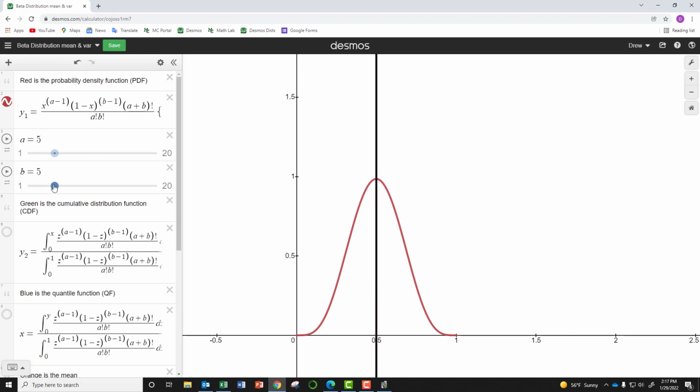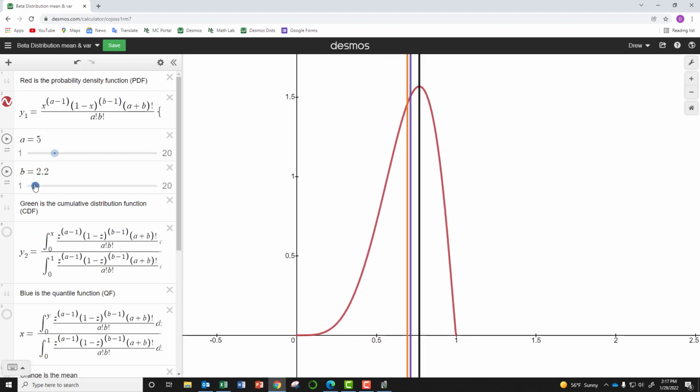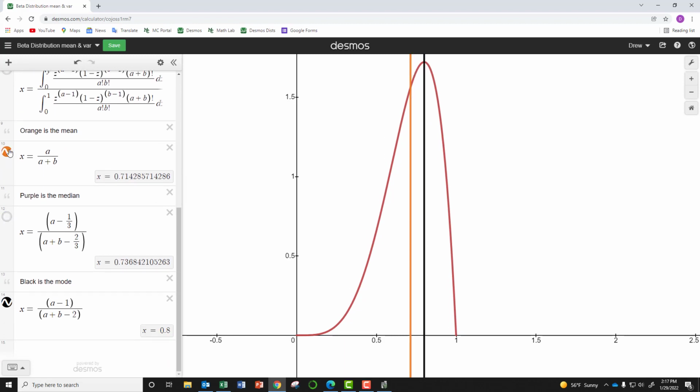If, however, I choose to make this distribution skewed like this, let's see, I'm going to allow just the mode to appear. So the black line is the mode, the maximum point. This would be left skewed because the area on the left side of the mode is much larger than the area under the curve on the right side.